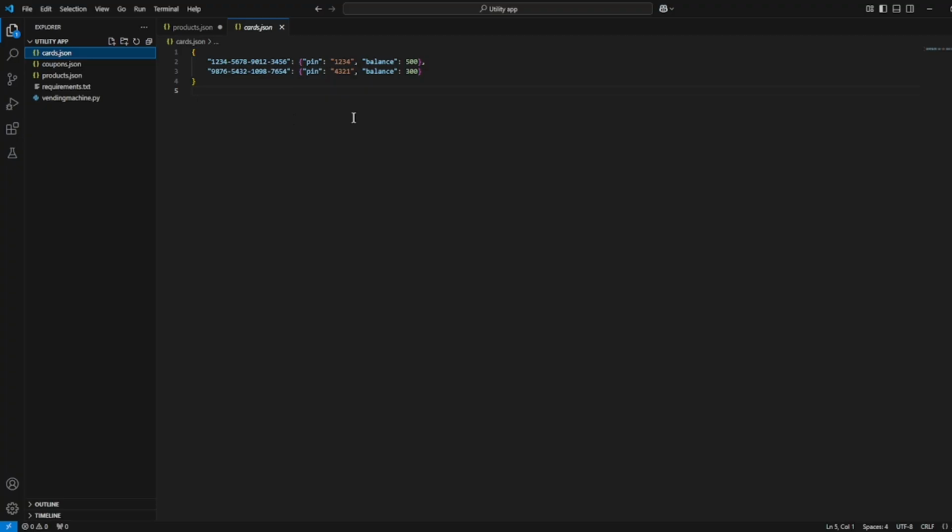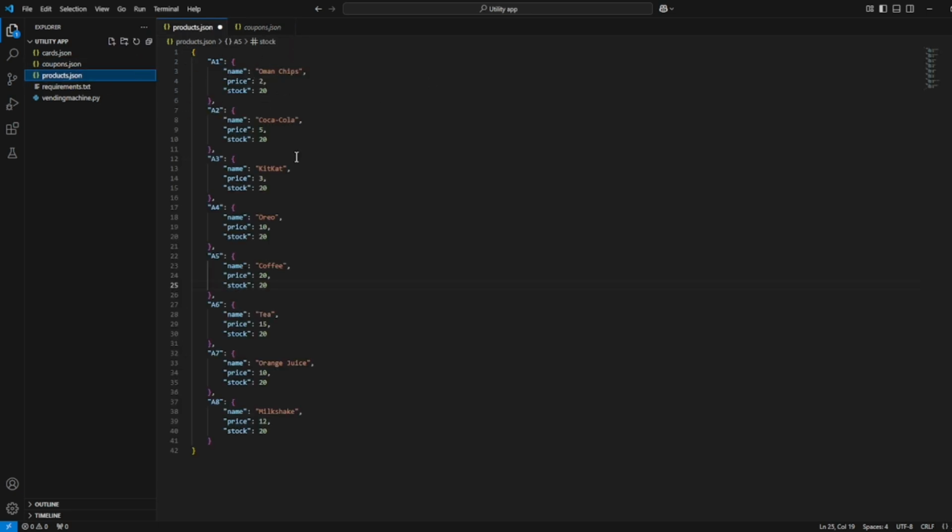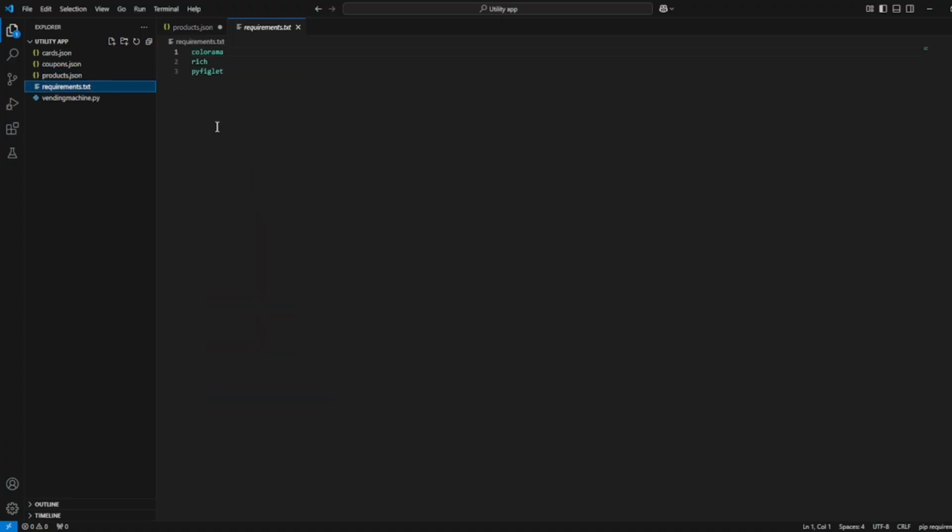In cards, I have put some card information so that a person can use card payment with these card numbers, and some coupons so that the person can get a discount when buying, and the products file for the stocks, like how many we have. The stock data is updatable. When someone buys anything from the vending machine, it will update and the stock will be less. And for the requirements, we need these three things for the vending machine to start.